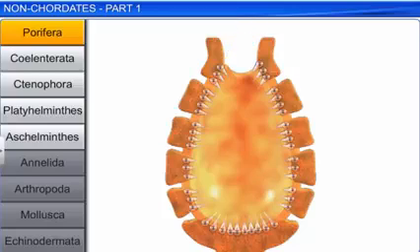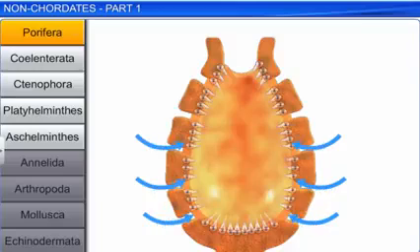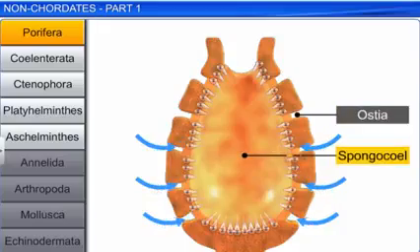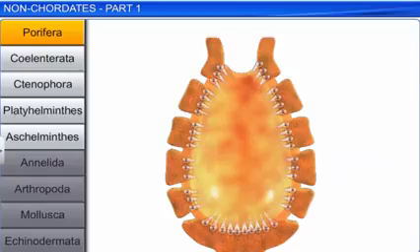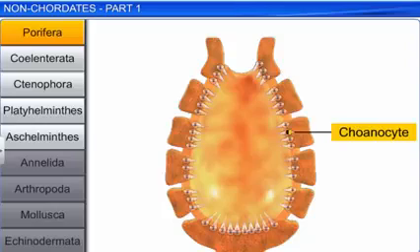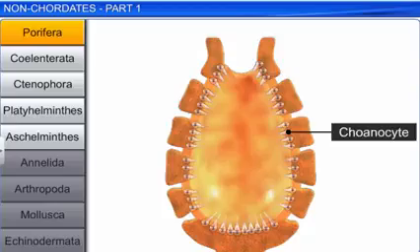In this system, water enters through minute pores called the ostia into a central cavity called the spongiocele and comes out through the osculum. The spongiocele and the canals are lined with special cells called choanocytes or collar cells that help in the ingestion of food particles, followed by intracellular digestion.